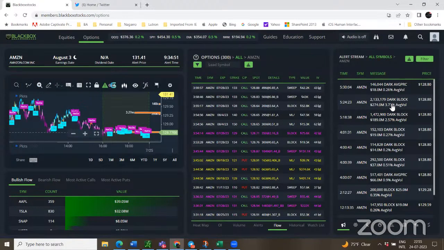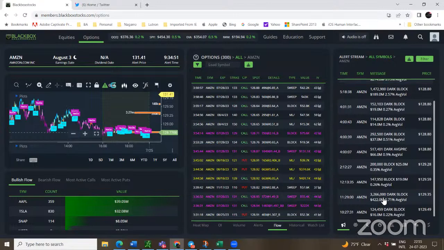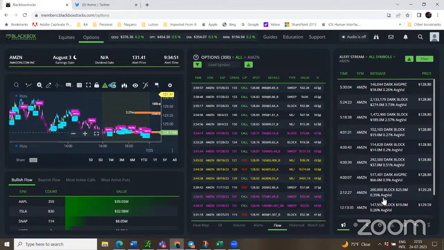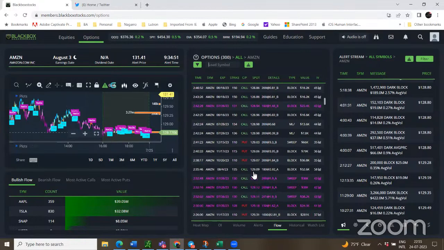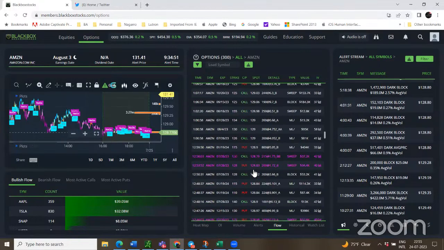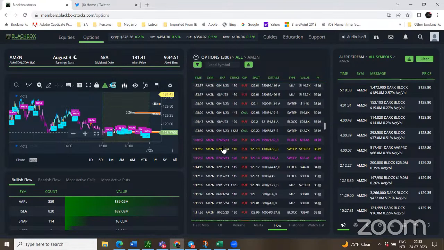Now, if you want to try Amazon into the earnings, let's look at the flow as well. There's dark pool, and look at the dollar amount on the dark pools. 274 million, 189 million. That's substantial dark pool. 422 million. So more than $1 billion of dark pool around this area. Let's check any trades around the 1129-ish area.